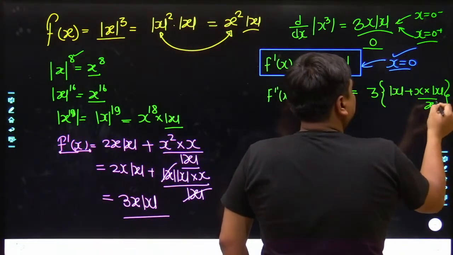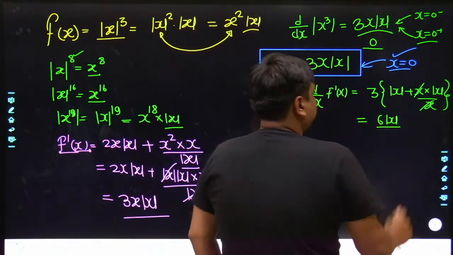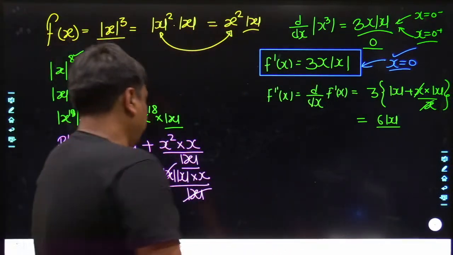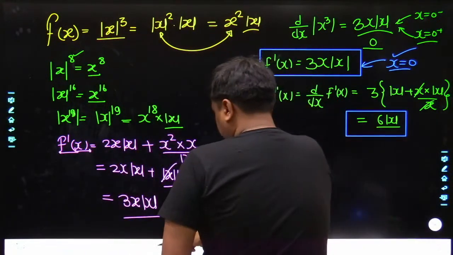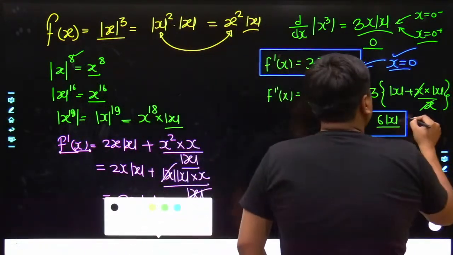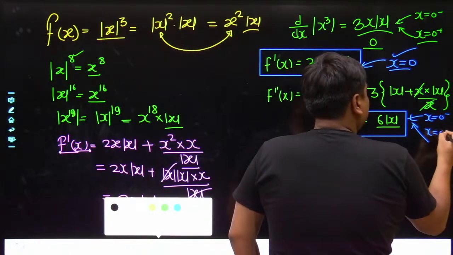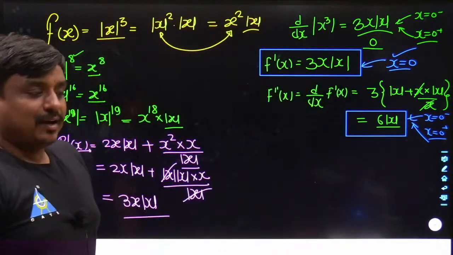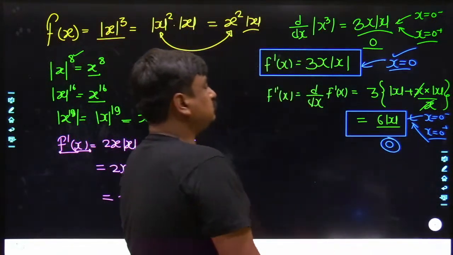See what is happening over here? The x and x are going to go out, and here we had 6 times mod of x. Now again, if I test its differentiability at x equals 0, it would be found differentiable, because at x equals 0 minus and at x equals 0 plus, the differentiation is found to be the very same, and that is 0.